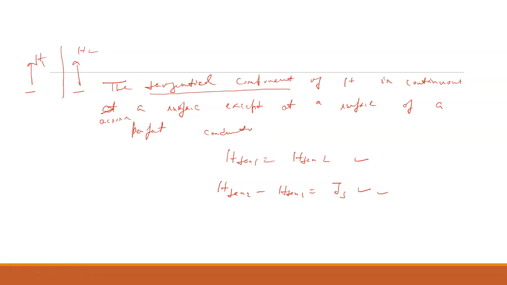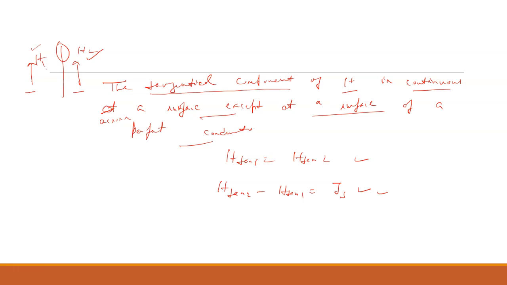The statement is: the tangential component of magnetic field H is continuous across a surface, except at the surface of a perfect conductor. If there is a boundary, and along this side there is a component H1, along this side there is component H2, then if these components are equal and parallel, the parallel components are known as the tangential components.